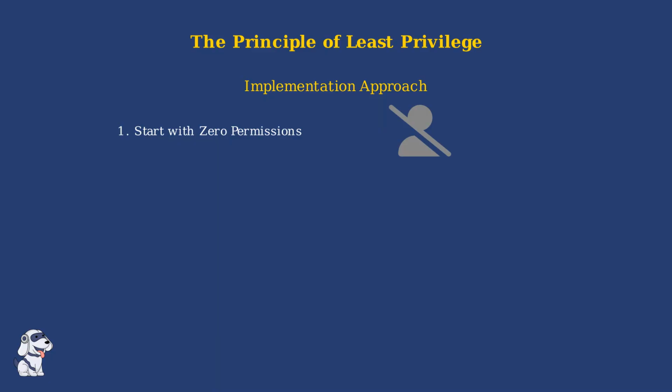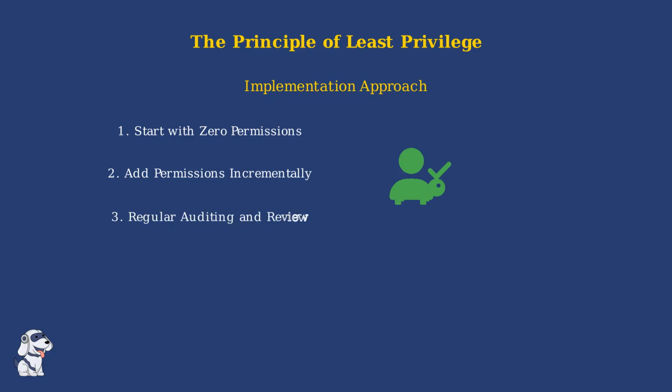New users, roles, and services begin with no access rights whatsoever. Next, we add permissions incrementally, granting only what is immediately required for specific tasks. Each permission is carefully evaluated and justified before being granted. Regular auditing is essential to maintain least privilege.